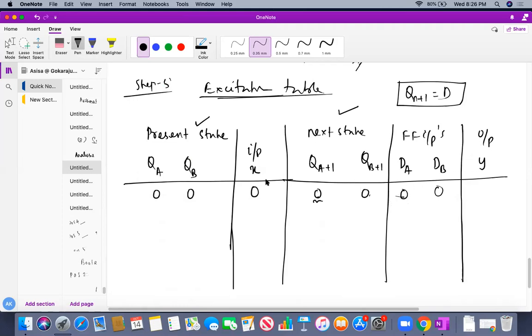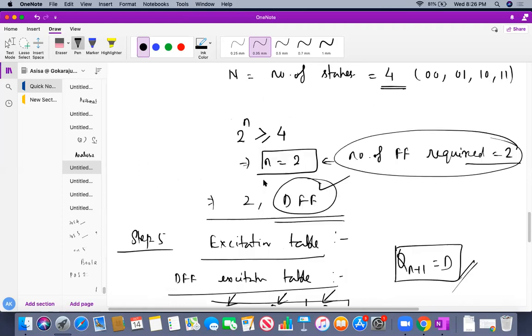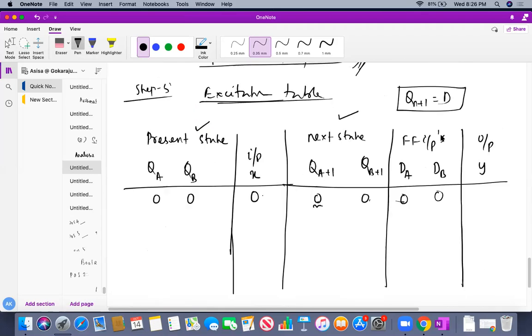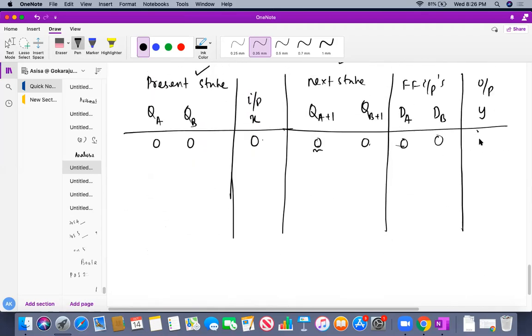Next, what is my output? At x equal 0, what is my output? At x equal 0, my output is 0. That only I am writing. Very simple, students, nothing else. Okay.